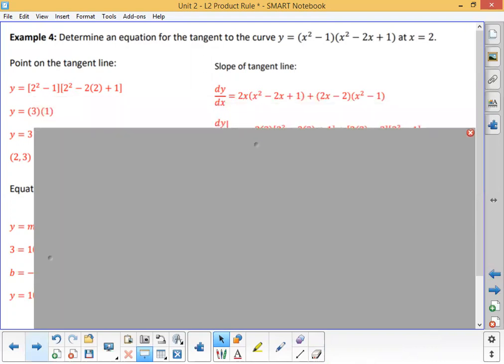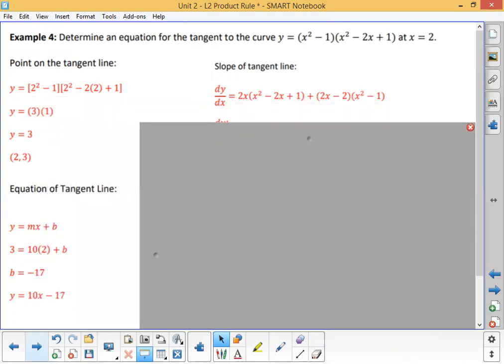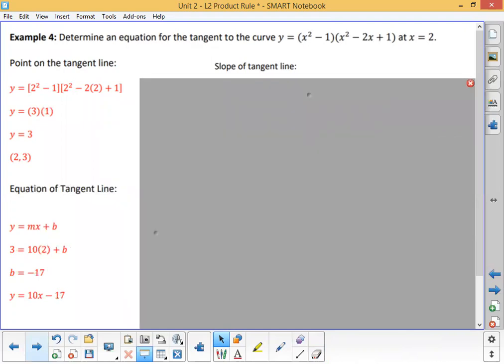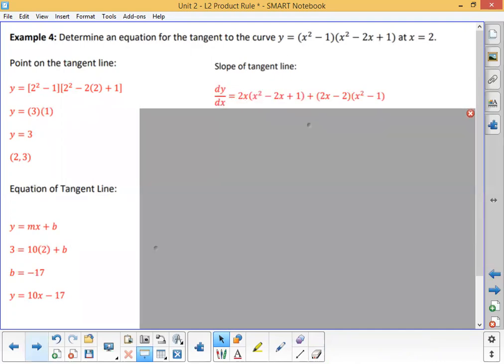To find a point on that curve to the tangent line, when you do that, you get this point, y is equal to 3. So when x is equal to 2, y is equal to 3. That's a point on the tangent line. Now, in order to find the slope of the tangent line, because remember the linear equation of a line requires a point as well as a slope, I'm going to take the derivative of that equation.